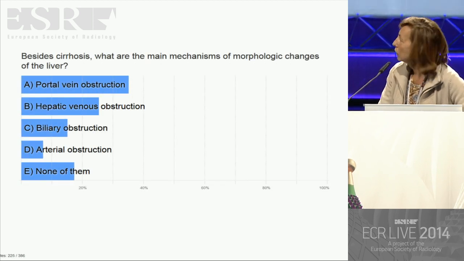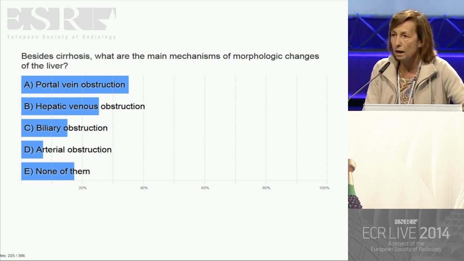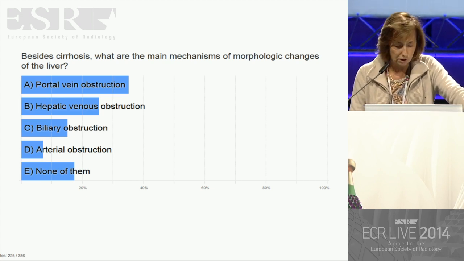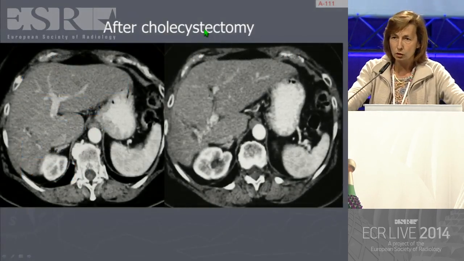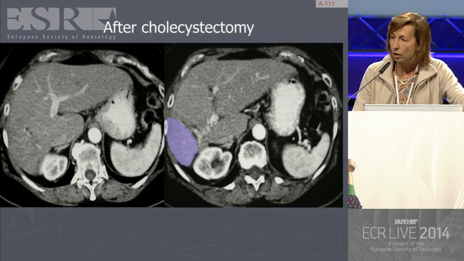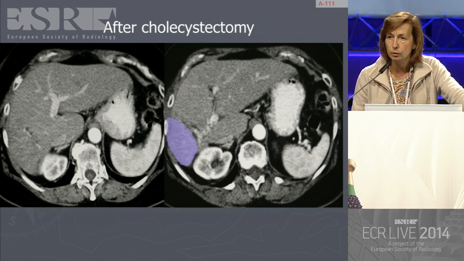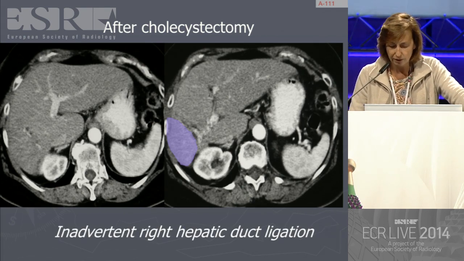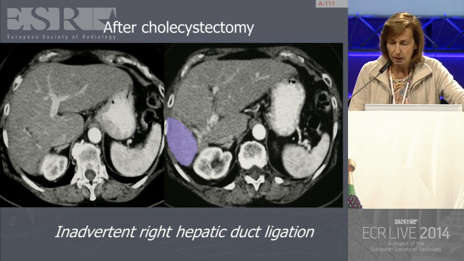Very interesting. You have selected portal vein obstruction, hepatic venous obstruction, and biliary obstruction as the three most common causes, and you are right. Congratulations. We will see why. This is a patient who had a previous cholecystectomy, and as you can see, he developed marked atrophy of the right liver. We still see the right portal vein. What happens? During surgery, there has been an inadvertent right hepatic duct ligation. So yes, biliary obstruction can cause atrophy and simultaneous contralateral hypertrophy.